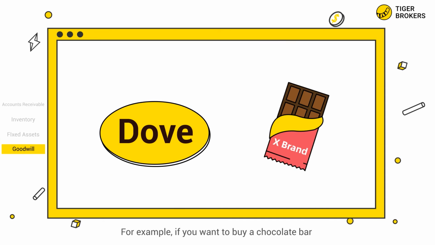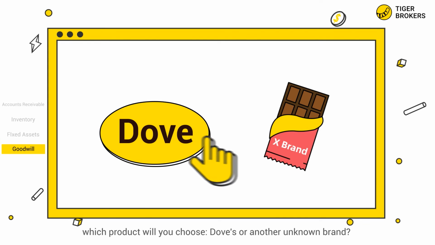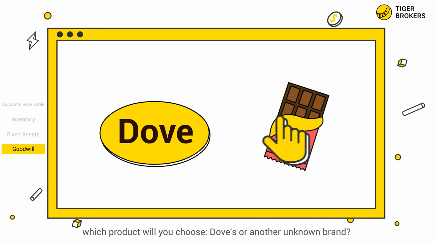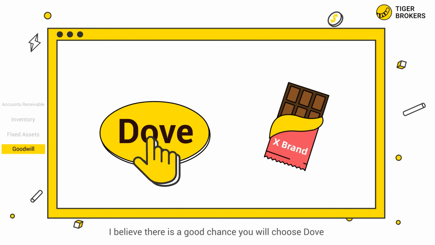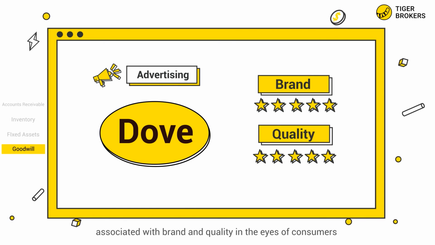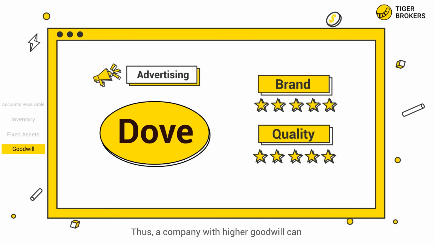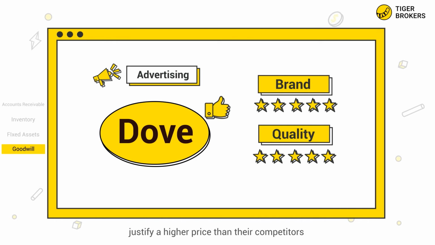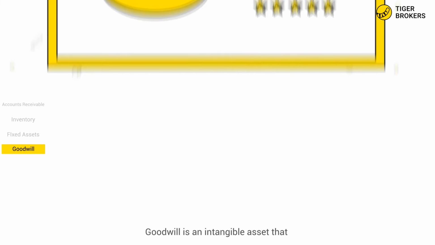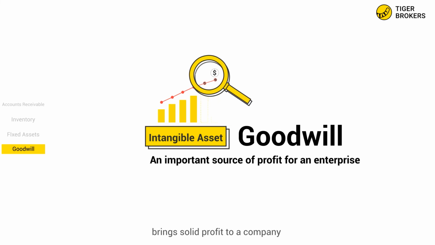For example, if you want to buy a chocolate bar and are not familiar with chocolate, which product would you choose? Dove's or another unknown brand? I believe there is a good chance you would choose Dove, as its advertising creates goodwill, which is associated with brand and quality in the eyes of consumers. This goodwill will help the company secure a higher premium. Thus, a company with higher goodwill can justify a higher price than their competitors. Goodwill is an intangible asset that brings solid profit to a company.